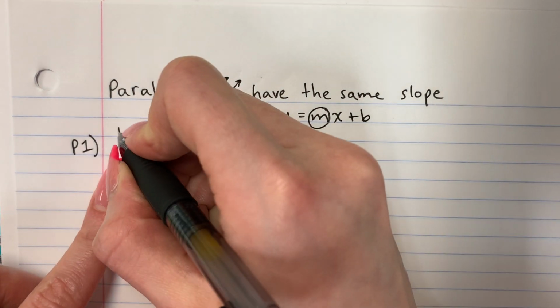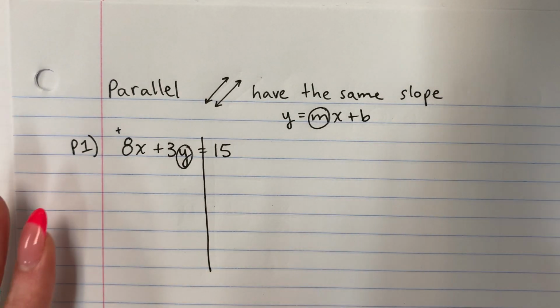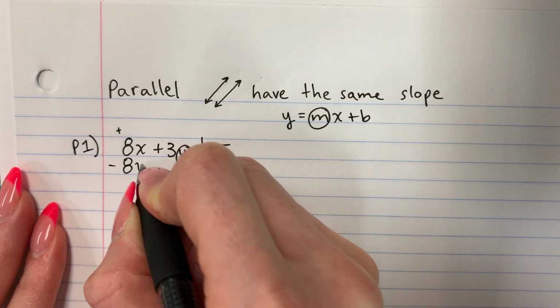This is positive. The opposite is negative. So minus 8x. And copy.